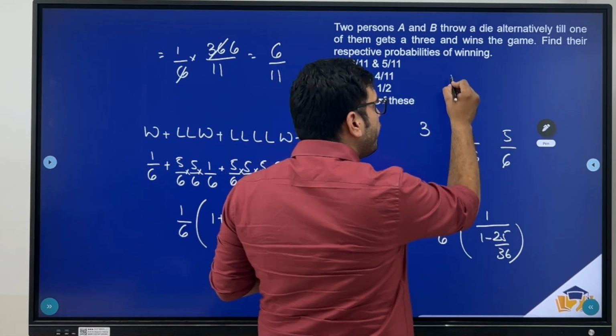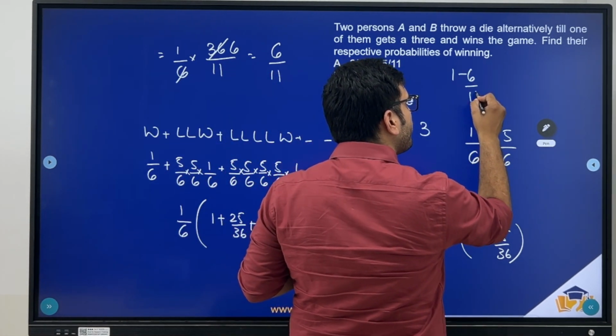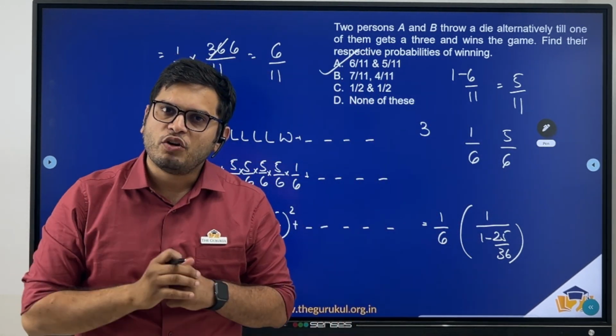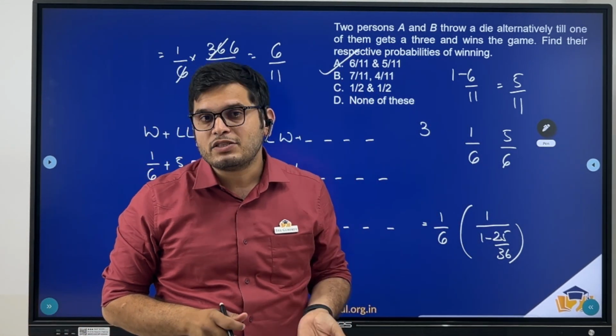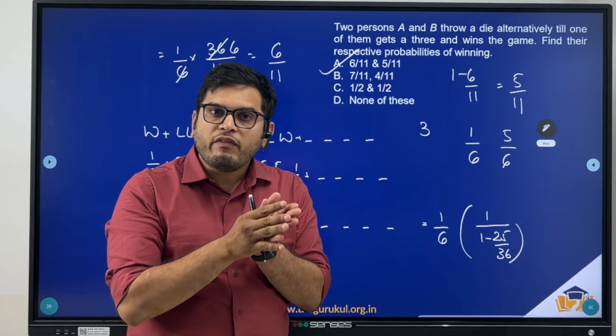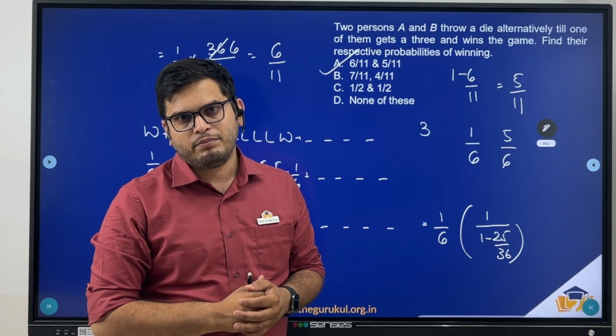What is the probability of B winning the game? 1 minus 6 by 11. That should be 5 by 11. Hence option A should be the answer to this question. They won't be having equal chances of winning because A is the one who is to make the first throw. He will be having a higher probability of winning the game.